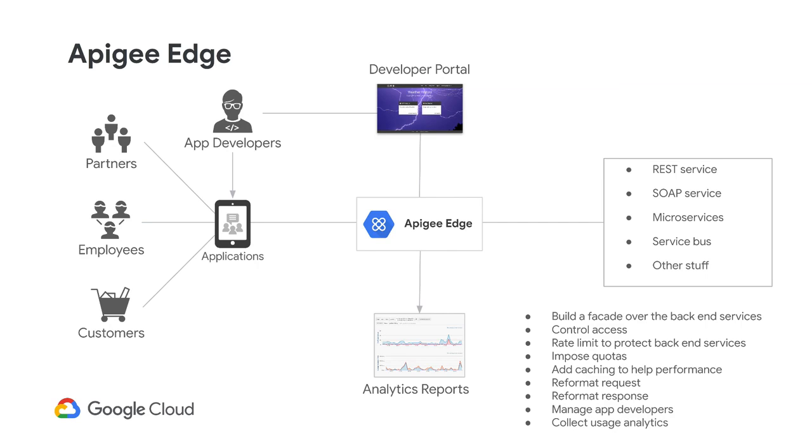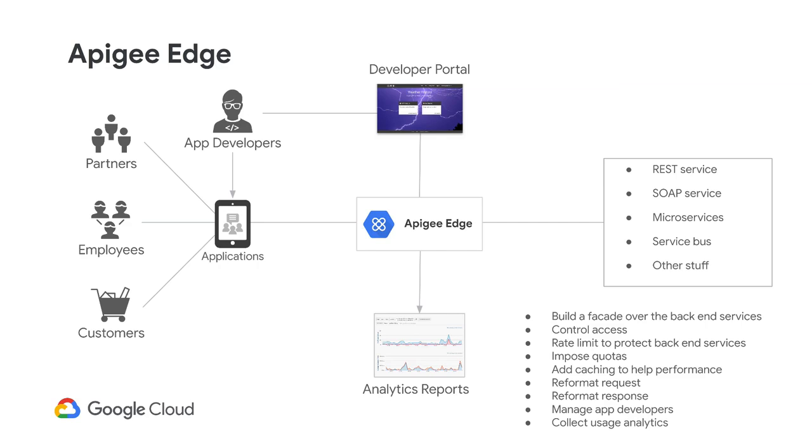We could use Apigee in here to build a facade over the backend services. We can present one set of interfaces to those external applications compared to what's inside. We can control access, so different applications might have access to different services, and they might get different things when they call them. We can rate limit to protect those backend services. If one of those applications is calling too quickly, we can shut it down. We could also impose some quotas. Maybe we want to give developers limited access to some of these things, and we may want to charge money for other things. We can add caching in there to improve performance.